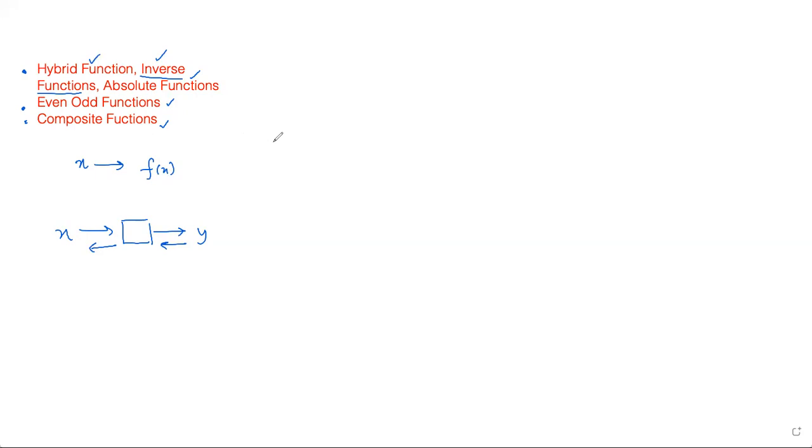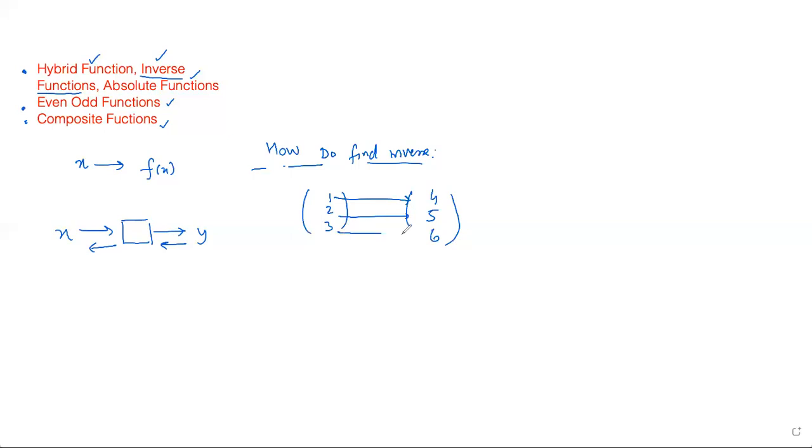So the basic thing that we need to understand firstly is how do we find the inverse? So first, let's talk in terms of mapping. Let's say the mapping is 1, 2, 3. This is my x value, and my y values, let's say, 4, 5, 6. So if one x is mapped against one y value, then only you can find the inverse function.